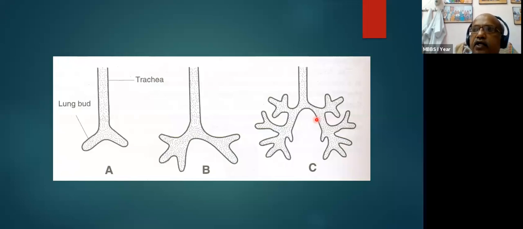So the respiratory diverticulum is a ventral outgrowth that gives rise to the lining epithelium of the tracheobronchial tree only. So the remaining parts are all mesodermal in origin. Epithelium is endodermal in origin.